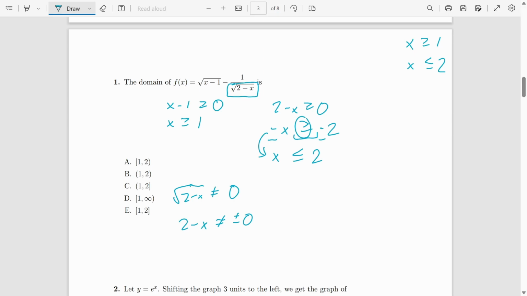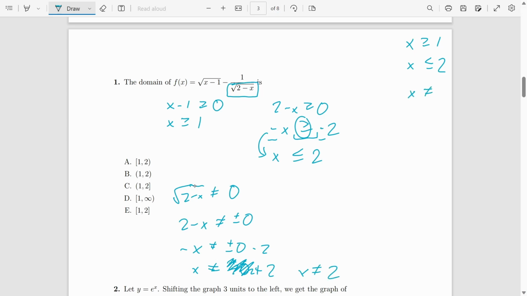And then it's just like that. So subtract 2 from both sides, so negative x is not equal to plus or minus 0 minus 2. And then multiply both sides by -1, so x is not equal to still plus or minus 0 plus 2. So we ended up not even needing to care about this plus or minus at all because this is still just 0 in the end, so x cannot equal 2. So that's our third restriction.